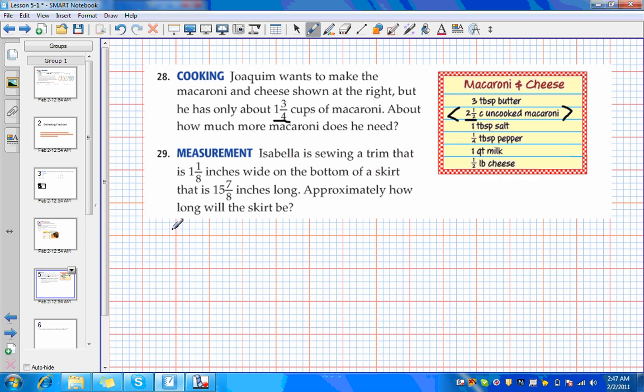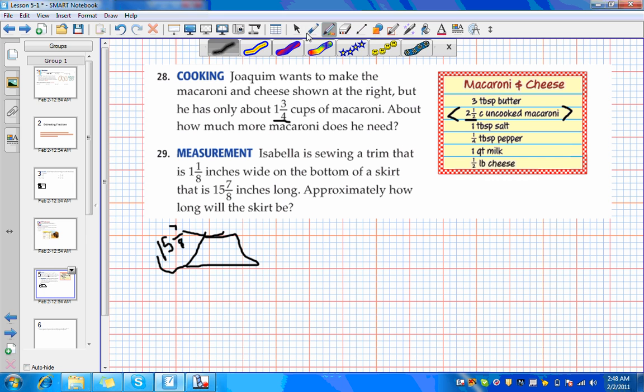So here's the skirt for 29, right? Here's my skirt. And this is 15 and 7/8 from here to here. Now the trim, I'm going to use a different color for the trim, is going to add now 1 1/8 inches to the length of the skirt. So if I'm going to add that, I'm just going to erase this a bit.